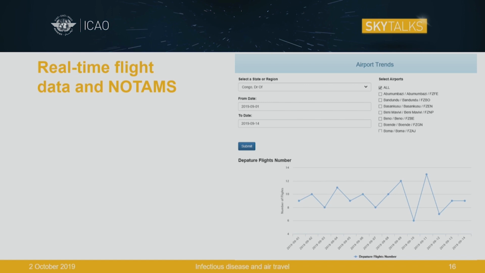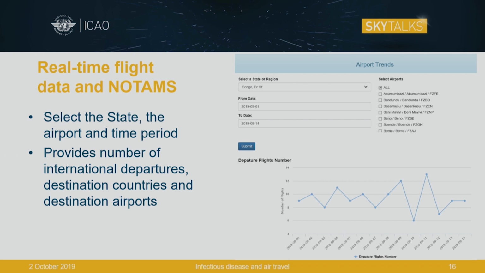That was historic. We also now have real-time information with our FIRS. This is an app on the ICAO website. You go to Safety, Aviation, Medicine, and then the Infectious Disease app. You can select the state, the airport, and the time period for flights that you're looking for. It can give you the exact number of departures from that specific airport, the destination countries, and the specific airports where they are flying to. You can also compare trends, so you can compare one year to a previous year or one month to a previous month.